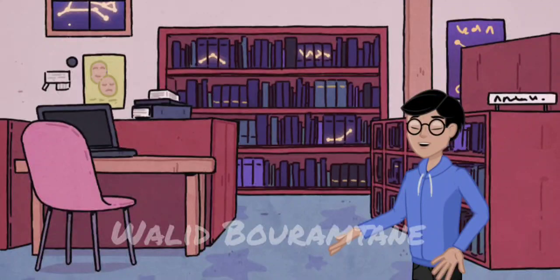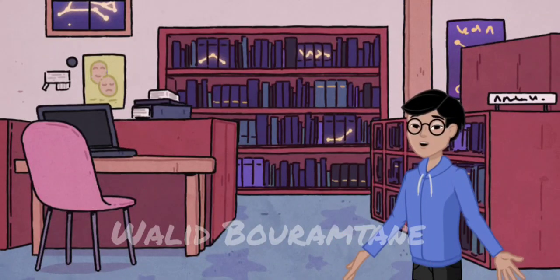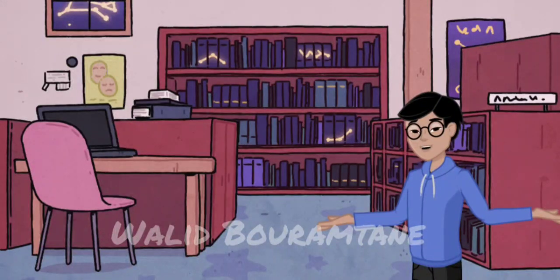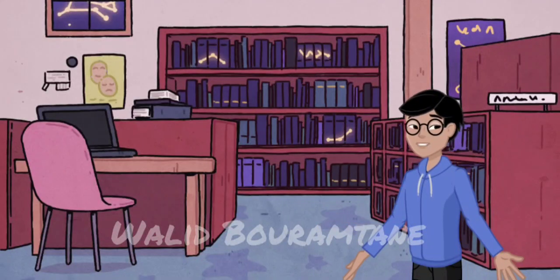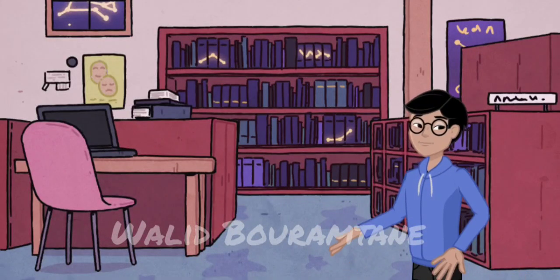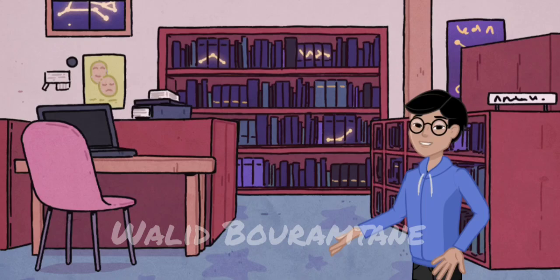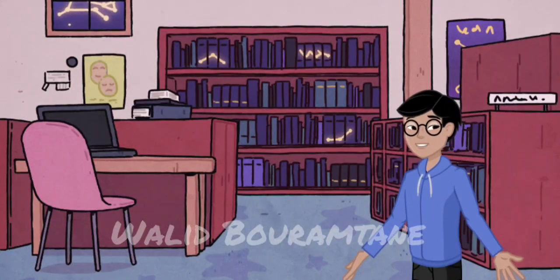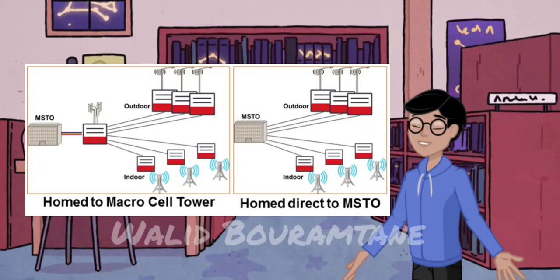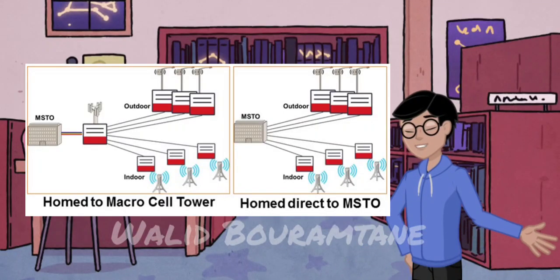Benefits: improved coverage: small cells enhance signal strength and coverage in areas where macro cells might struggle, such as urban canyons or indoors. Increased capacity: by offloading traffic from macro cells, small cells help manage network congestion, ensuring smooth and reliable connectivity, even in crowded areas. Better user experience: users benefit from faster data speeds, lower latency, and improved call quality due to the proximity of small cells.